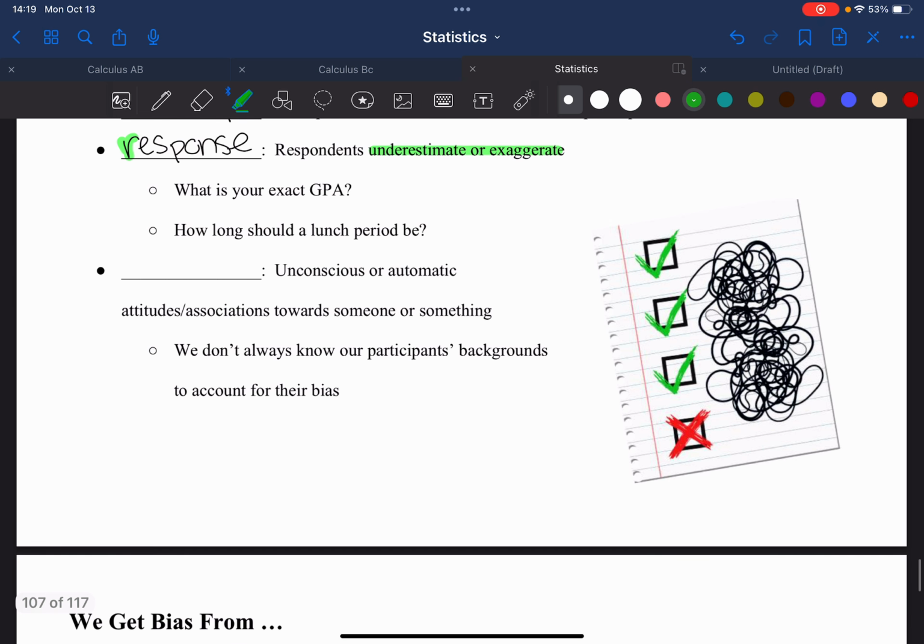Okay, then we have a hidden bias. A hidden bias is an unconscious attitude or association towards someone or something. We don't purposely put this hidden bias in there, but it can happen when we don't know every single participant's background in order to account for every single possible bias that could happen.